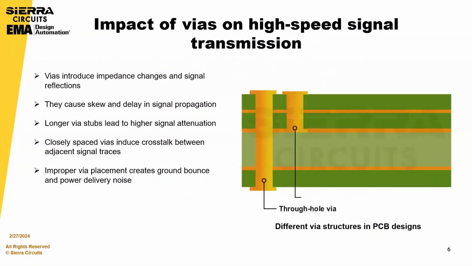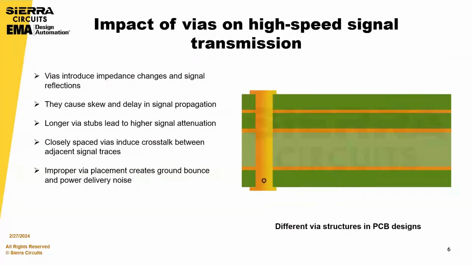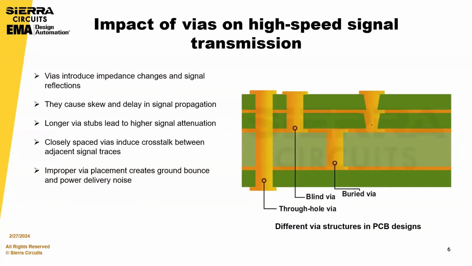So definitely, vias play a critical role in high-speed signal transmission. So here are some of the ways in which they influence signal integrity. Vias can introduce impedance changes along the signal path.